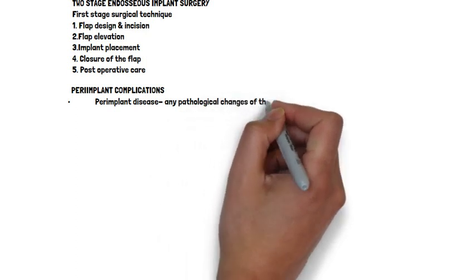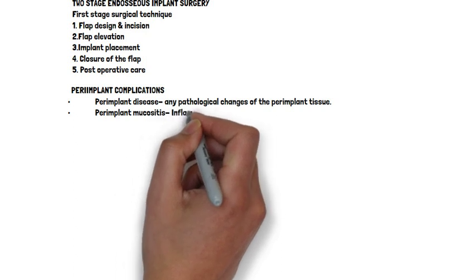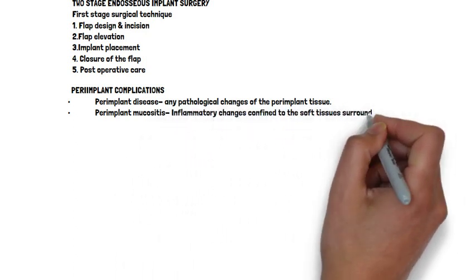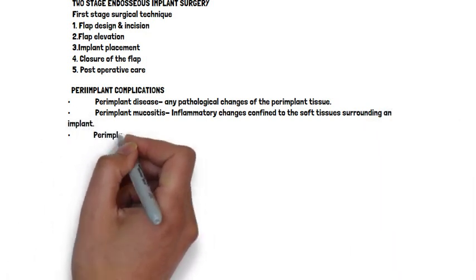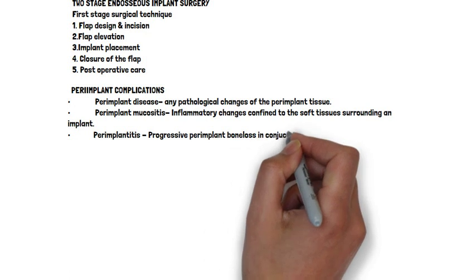Periimplant complications. Periimplant disease: any pathological changes of the periimplant tissue. Periimplant mucositis: inflammatory changes confined to the soft tissues surrounding an implant. Periimplantitis: progressive periimplant bone loss in conjunction with a soft tissue inflammation.